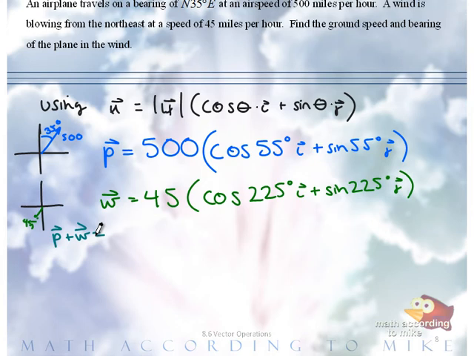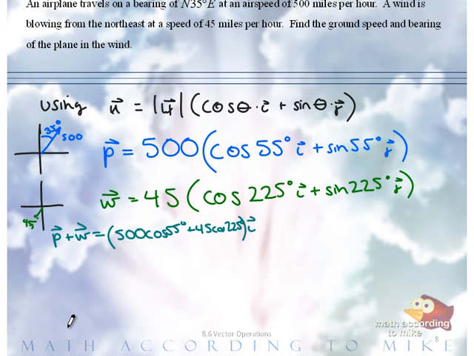Since the first term in both parts would contain a vector i, we could pull out that vector i. We would be left with the coefficient 500 cosine of 55 degrees plus 45 cosine of 225 degrees. So we're literally adding both sides. So 500 cosine 55 degrees plus 45 cosine of 225 degrees is the coefficient of vector i.